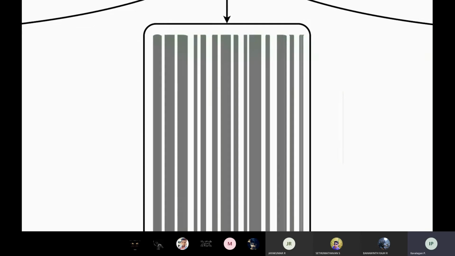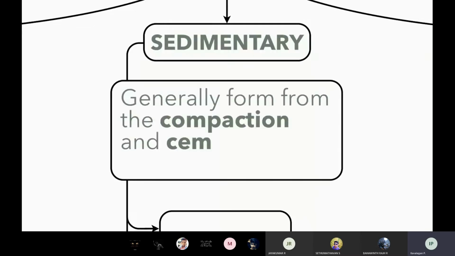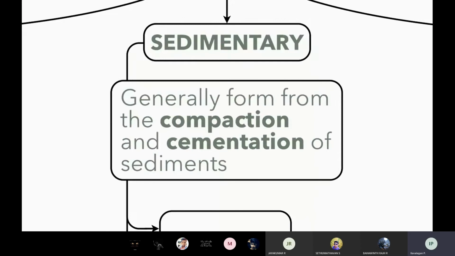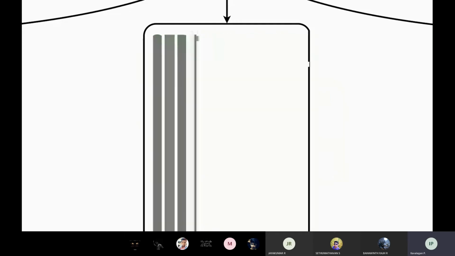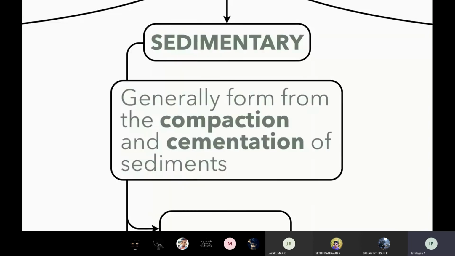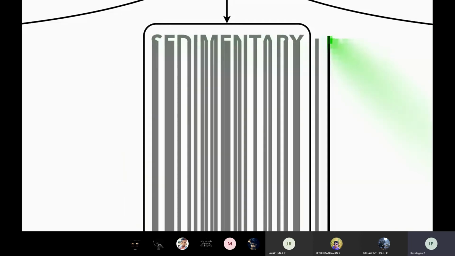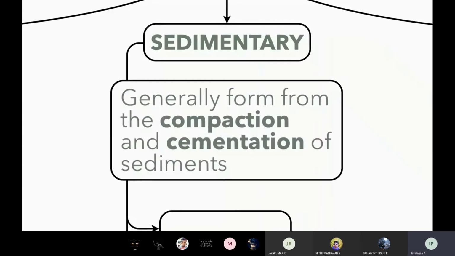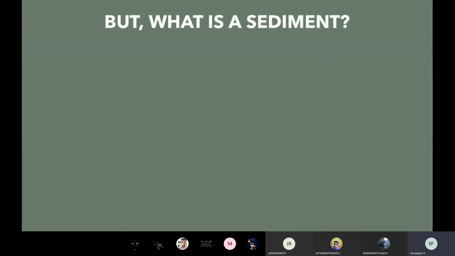The general way in which most sedimentary rocks form is from the compaction and cementation of sediments. Now, there are some words there that we need to talk about. First off, compaction means what you might think: compacting, squeezing together. Cementation means gluing or cementing, sticking sediments together. But that brings up yet another question. If these rocks are formed from the compaction and cementation, the squeezing and gluing of sediments, well, what exactly are sediments then?